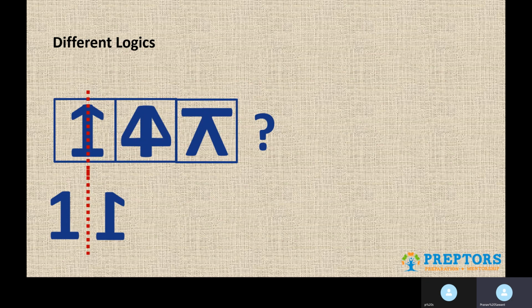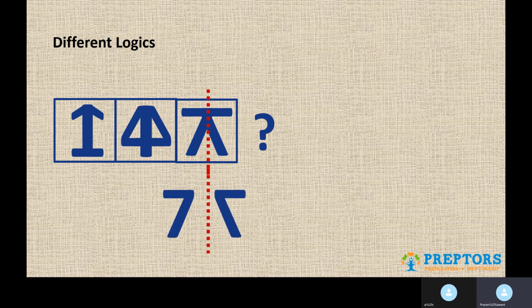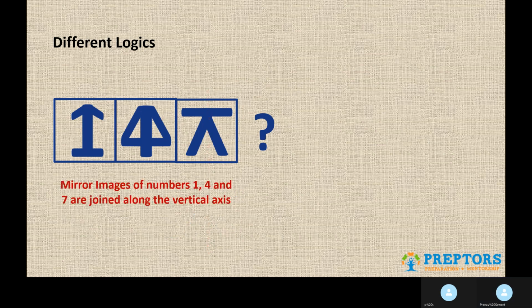Now this is 1 and 1. If I join it, it will look like this. Next, second figure. If I join 4 and 4, it will look like this. In the third figure, if I join 7 and 7, it will look like this. So 1, 4, 7. Mirror images of numbers 1, 4, and 7 are joined along the vertical axis.